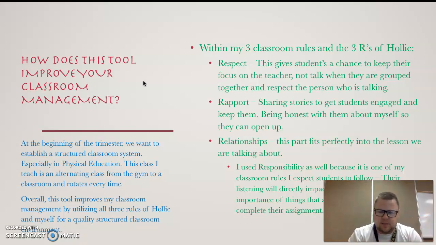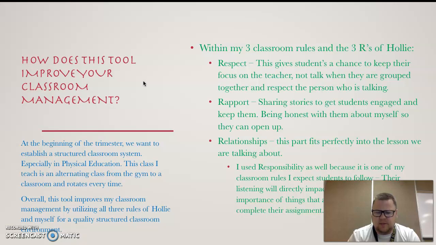But with this, like I said, beginning of the trimester with COVID, it's an easy way to develop that respect thing where they're focused on the teacher, or they're focused on the person talking in class, and it's important. I think the second piece is the rapport, like sharing stories. I shared some stories, like I said, opens up to kids, and I get them engaged somehow in a different way, on a different level. So I think that's important. Being honest with them about myself so they can open up too eventually.